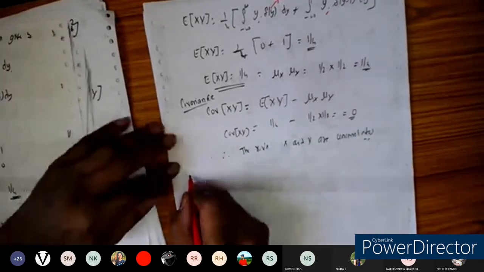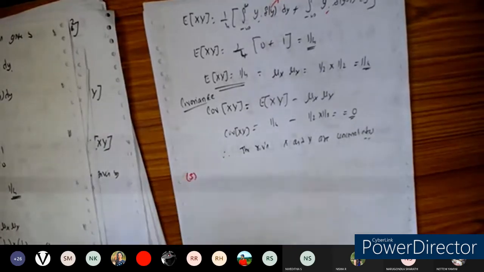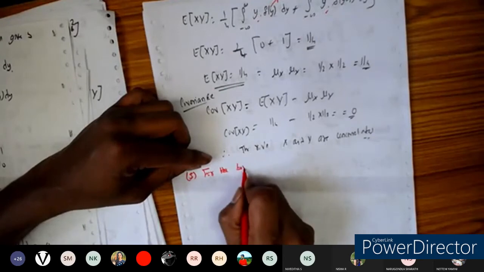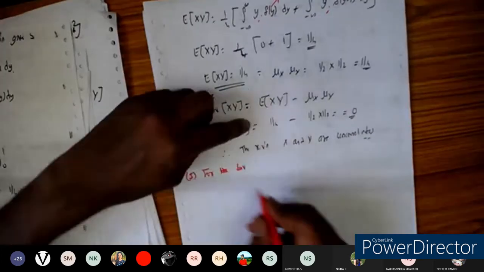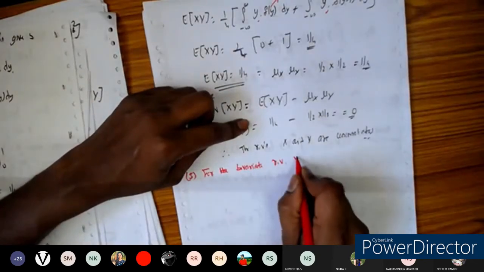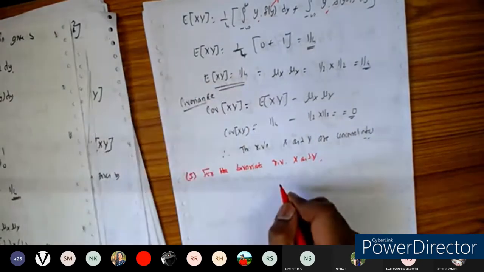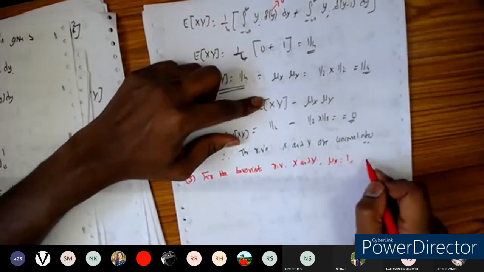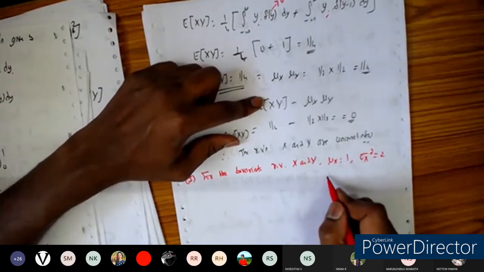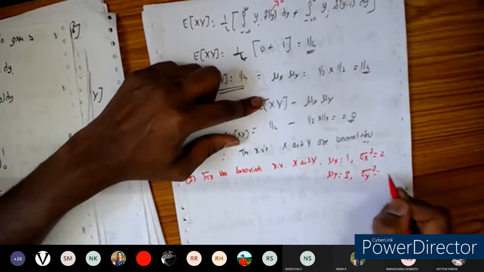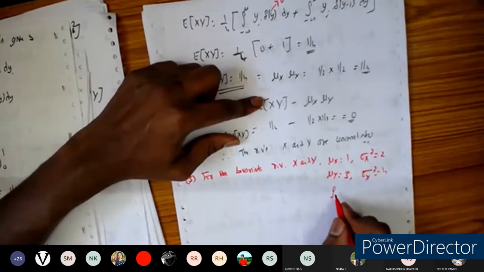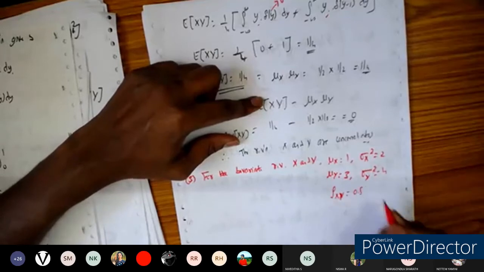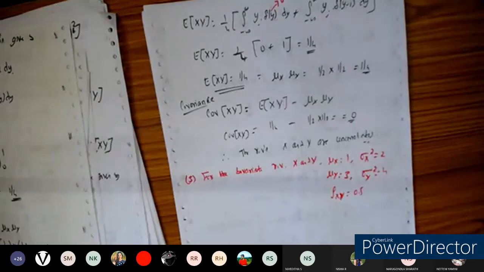Okay, so take one problem. This is problem number 3. For the bivariate random variables x and y, we can take mu x, that is the mean, equal to 1, sigma x square equal to 2, mu y equal to 3, sigma y square equal to 4, and the correlation coefficient rho xy equal to 0.5.